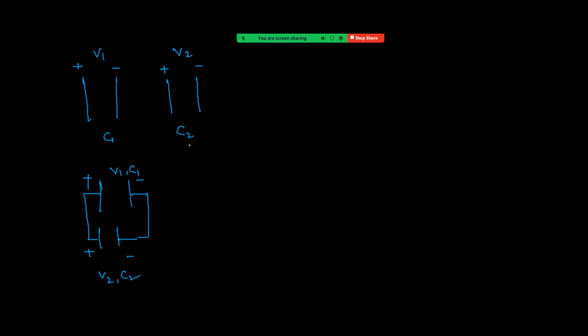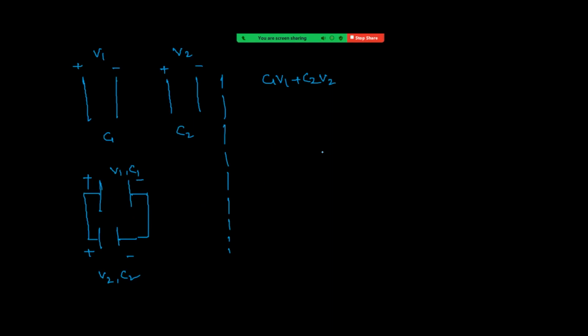Now see what we can say here. When we are connecting like this, charge flows from one capacitor to the other until both have the same potential. That means if I take, let us say, these two left plates, see total charge how much? C1V1 plus C2V2, that is the total charge.